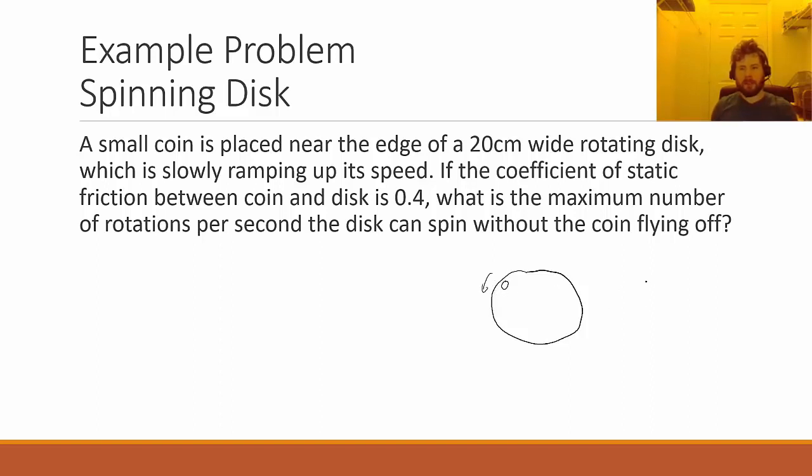This is kind of a top view, a side view. It looks like this. And we're trying to figure out how quickly it can spin, how many rotations per second, before the coin would slip off. Now, here's where we want to talk about why it would have to slip off.